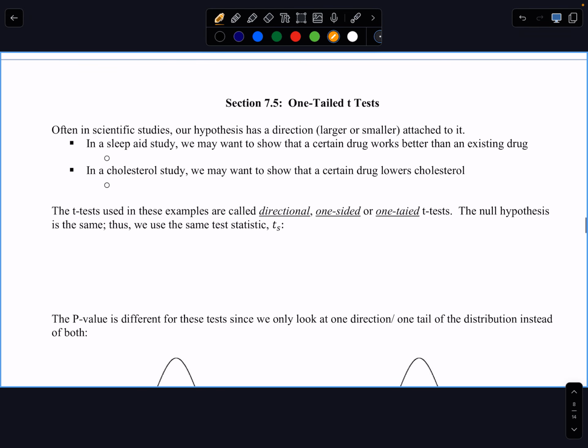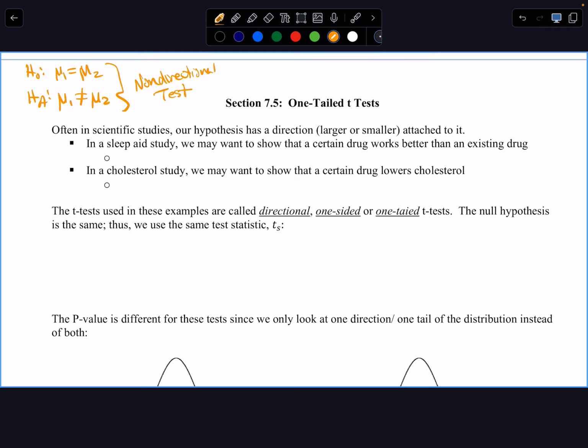We're going to go to section 7.5, and we're going to pick up with one-sided or one-tailed test, all right? So once again, when we were doing our null and our alternative hypothesis before, we had mu1 equals mu2, and my alternative was mu1 does not equal mu2, right? This is a non-directional test, all right?